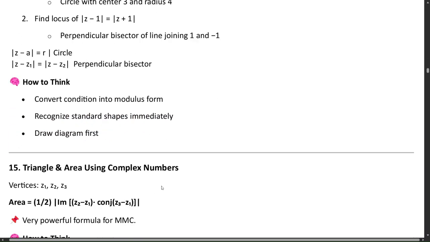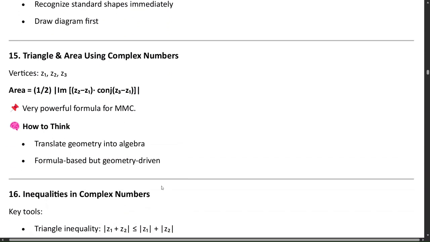Now let's look at triangle and area using complex numbers. So using complex numbers, we can calculate the area of a triangle using a single formula, which is half of the imaginary part of z2 minus z1 into conjugate of z3 minus z1. So this gives the area of the triangle and it avoids coordinate geometry and is very efficient.